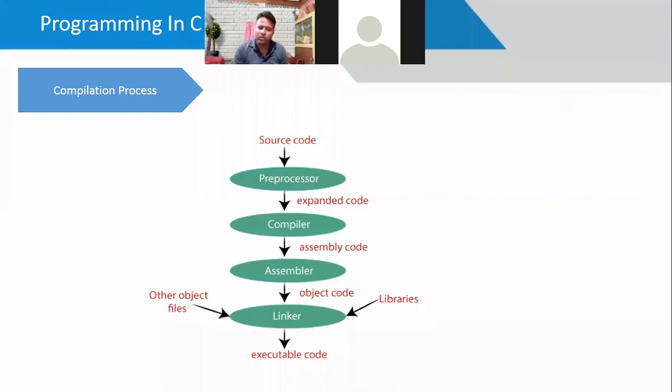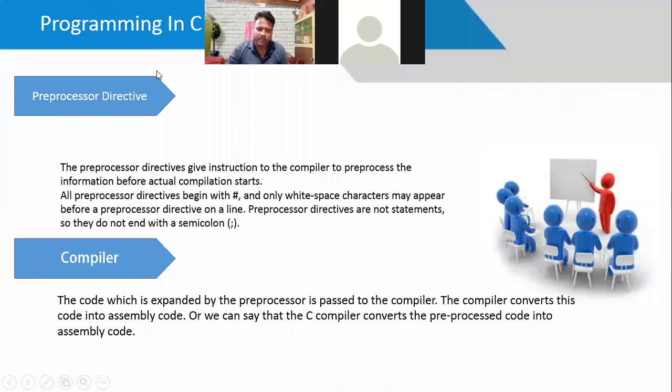So these are the compilation process of your C program. Now, preprocessor directive. The preprocessor directive gives instruction to the compiler to pre-process the information before actual compilation starts.